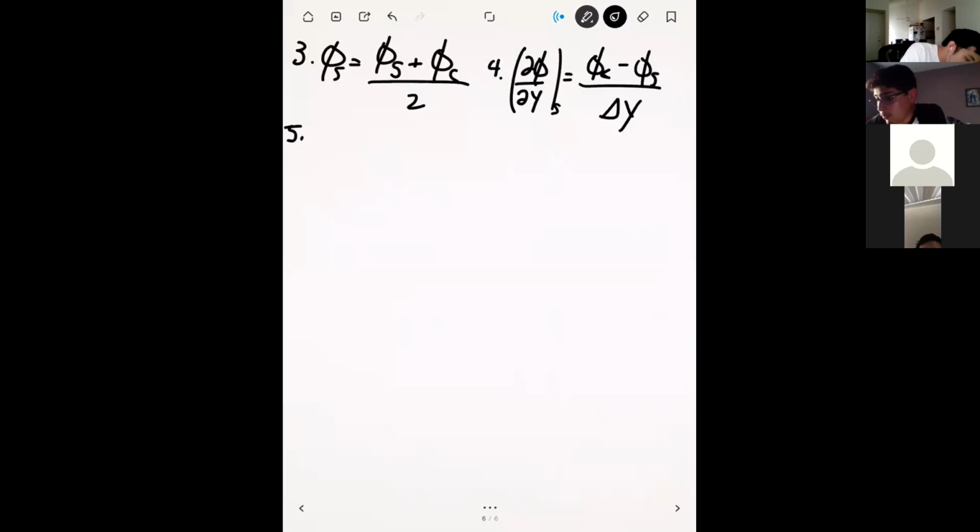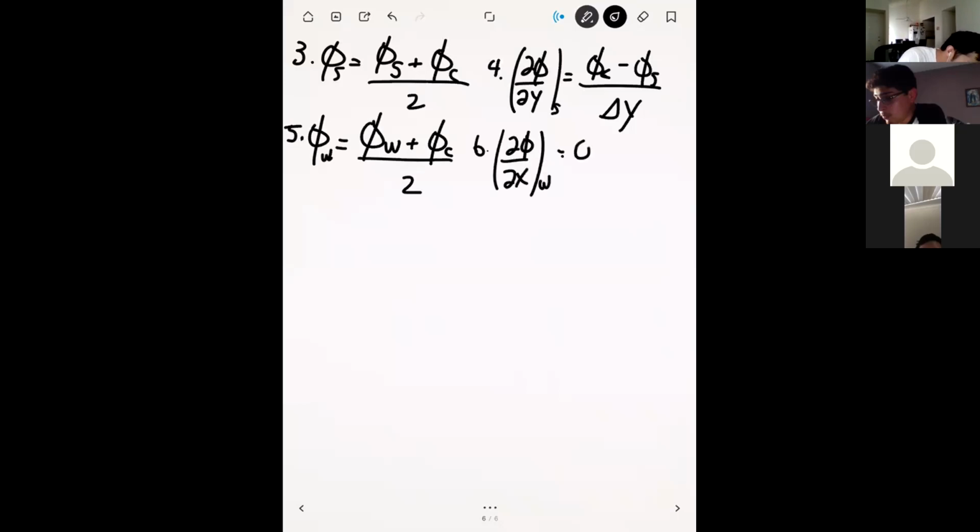All right, so then now we have the west face. That's phi sub little w, which is going to be phi sub big W plus phi sub c, all divided by 2. And then the derivative at the west face, d phi dx, is going to be phi sub c minus phi sub w, all divided by delta x.